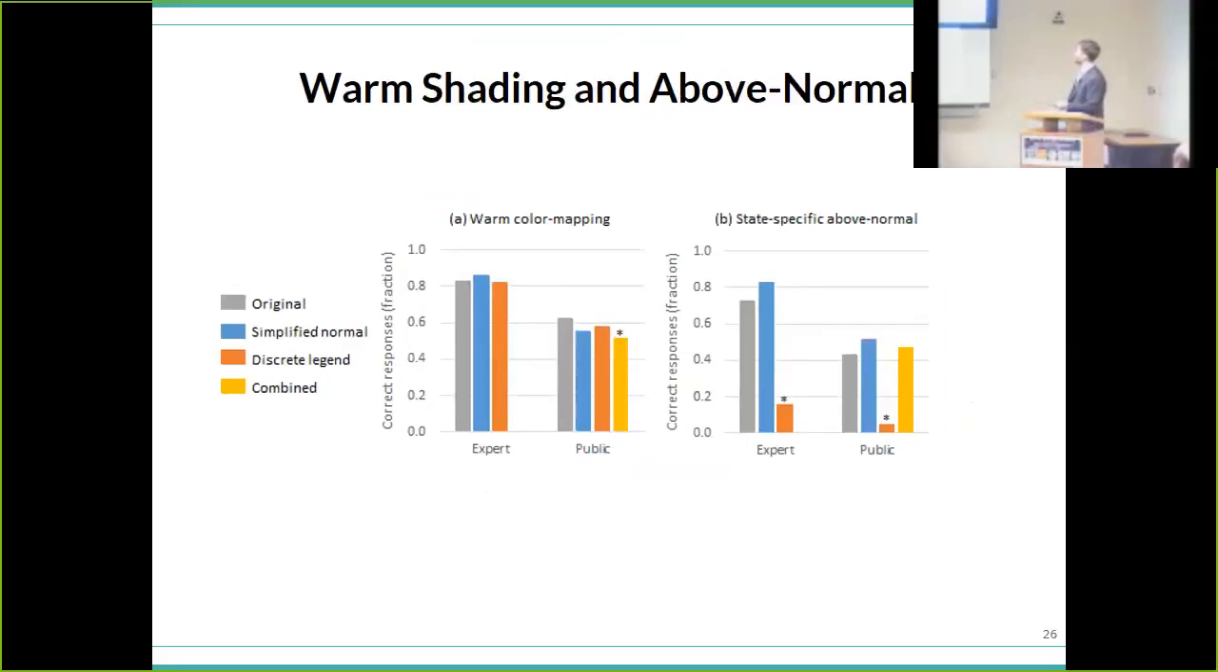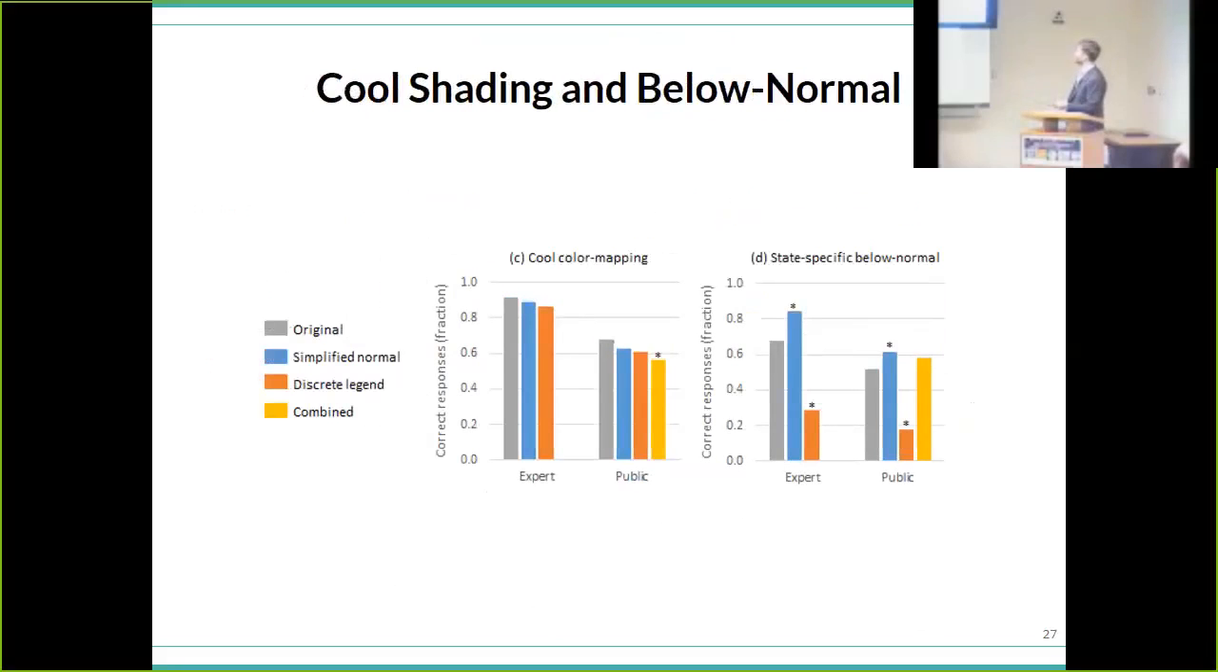For warm shading and above normal and cool shading and below normal, we see similar trends. The same graph here ends up with the same problem. Surprisingly, for the modifications for above and below normal, there was a slight decrease in understanding. We're not entirely sure why that happened. For experts, I think that could have been expected. There's a fairly high level of understanding already, and so if you change something, people have to get used to it. We're not quite sure why this is mimicked for the general public, so it's a bit of a mystery right now.